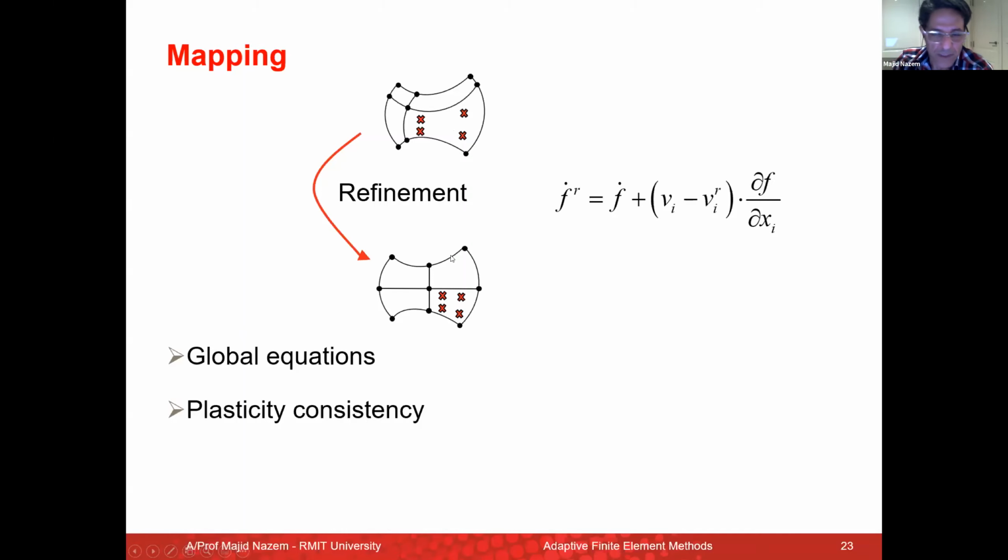So after we do the remapping, now we need to check the global equations again. If we are solving equilibrium, we need to make sure equilibrium is satisfied in this new mesh. If you have any stress points previously in the old mesh on the yield surfaces, these stress points may be located outside the yield surfaces after remapping. So we need to make sure that we bring those points back on the yield surface and make sure that plasticity consistency is not violated.